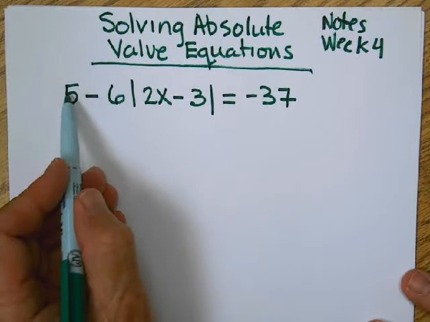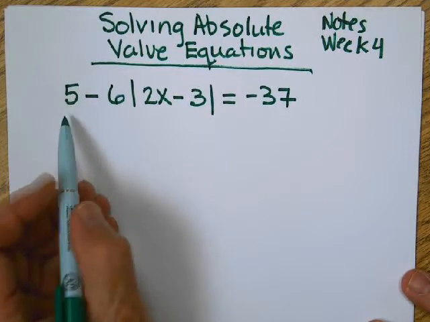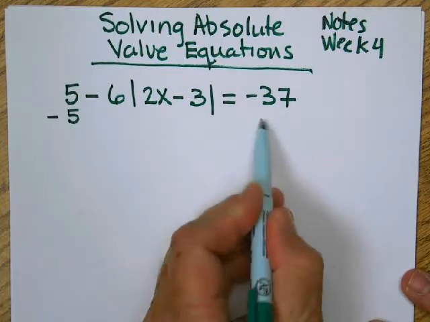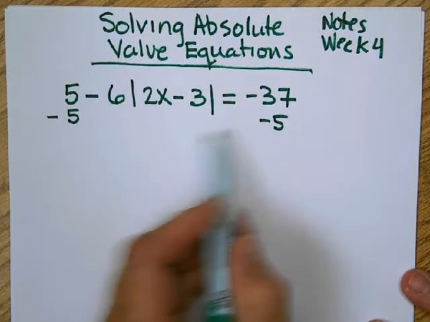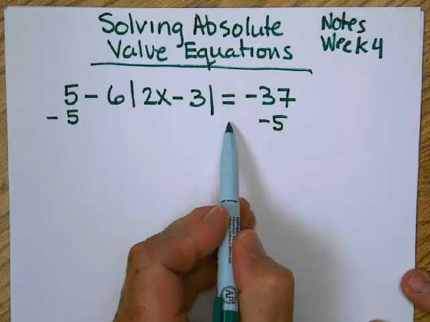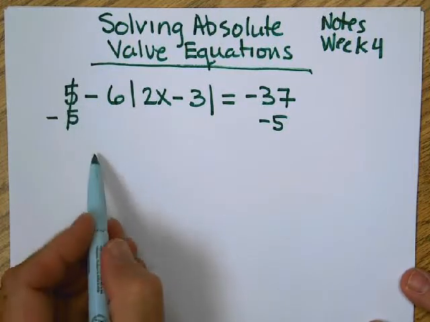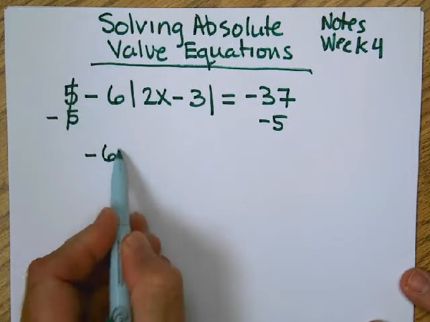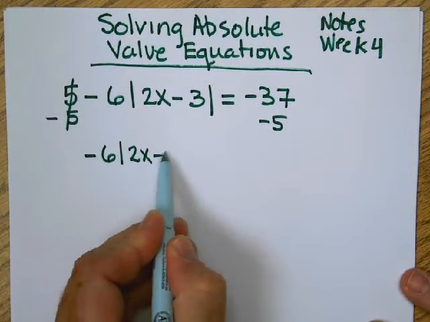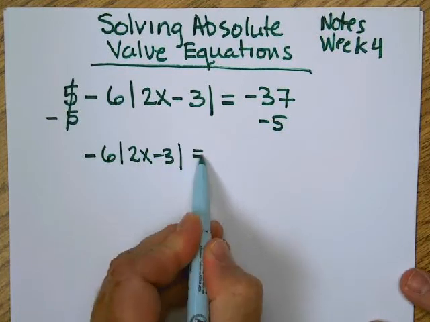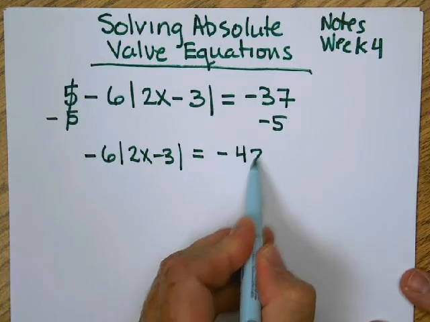So to get rid of this 5, since it's a positive 5 looking to the left, we subtract 5 from both sides. Both sides meaning the equal sign here. This is our middle. Subtracting 5 here, these reduce to 0, and we get negative 6 times the absolute value of 2x minus 3 equals negative 42.